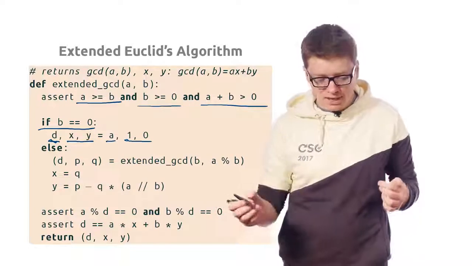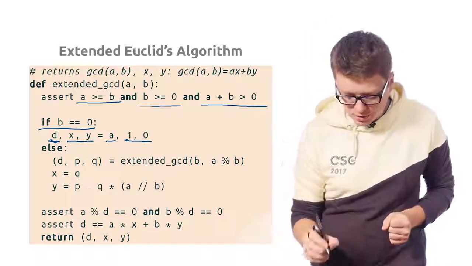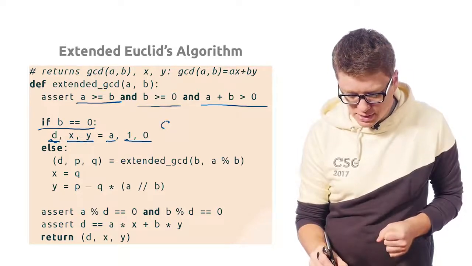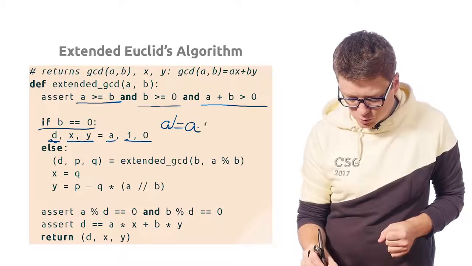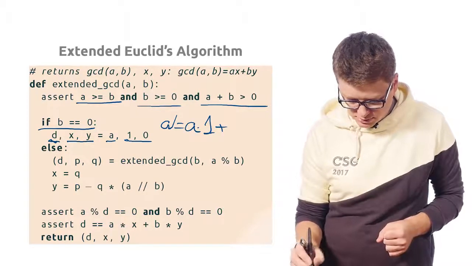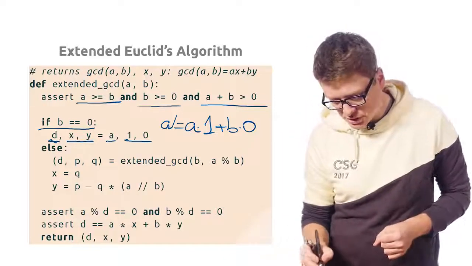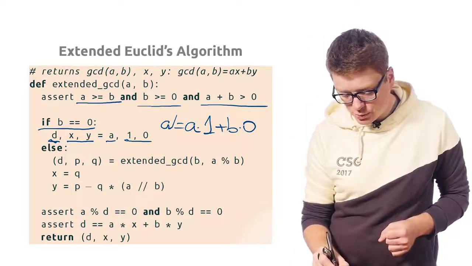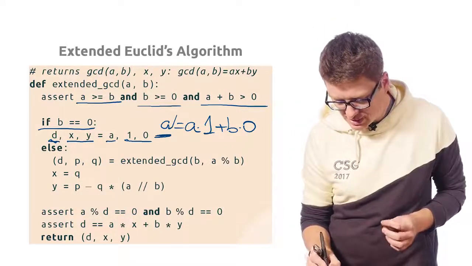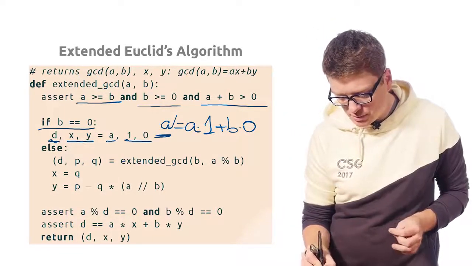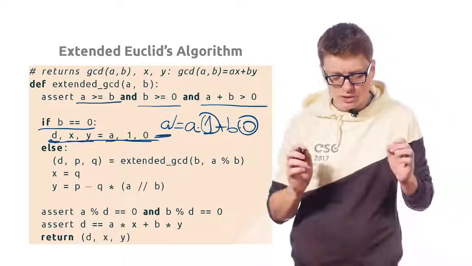So why is that? Recall that in this case, b is equal to 0 and d is equal to a. So a is represented as a times 1 plus b times 0, which is clearly correct. So d is equal to a, our greatest common divisor, and we represent it as a linear combination of a and b. This is x, this is y. So in this case, the output is clearly correct.